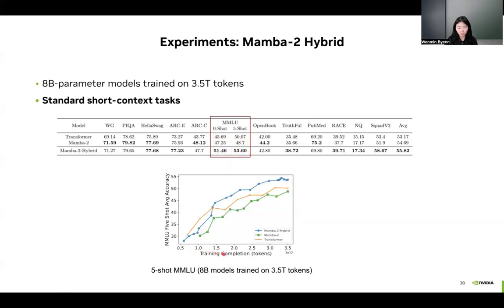And if you look at this figure on the bottom, the x-axis is the train tokens, and the y-axis is the MMLU score. Up to about 1.4 trillion tokens, the transformer was still better, this orange one. And then after that the hybrid model started outperforming the transformer. So eventually the hybrid model is better than the transformer, and also of course Mamba.